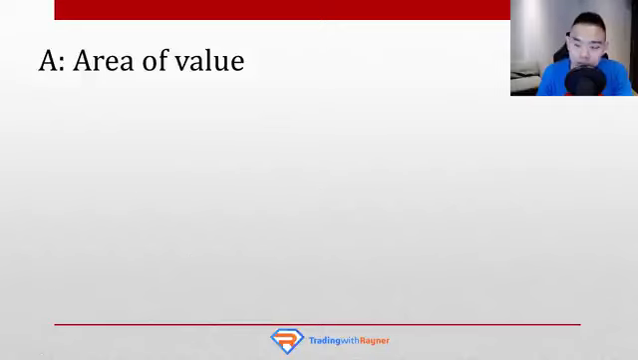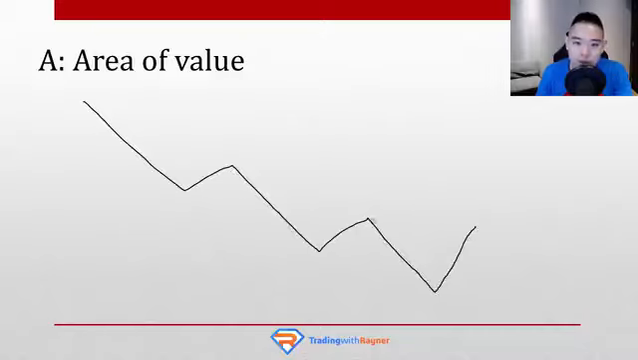Likewise, if the market is in a downtrend like this, okay, the area of value would be something like this. You're going to look to sell at resistance in this downtrend at this area of value when the market is trending down lower. And support and resistance is just one way to define your area of value.